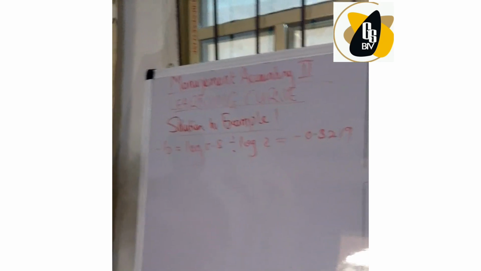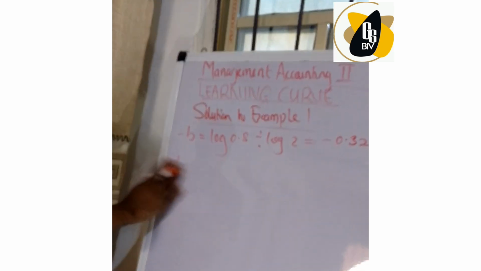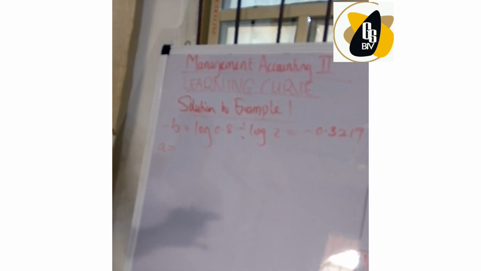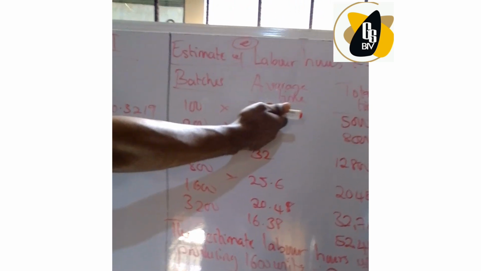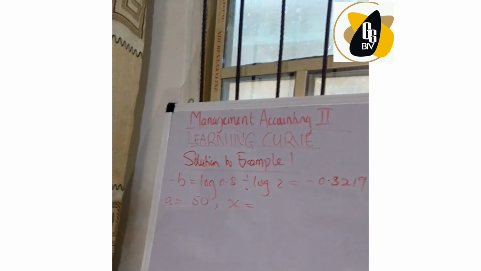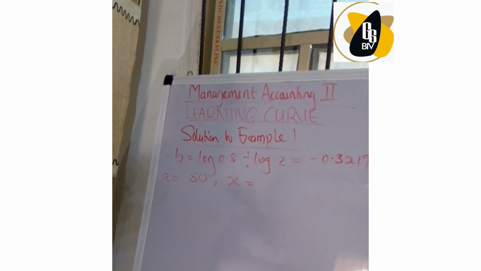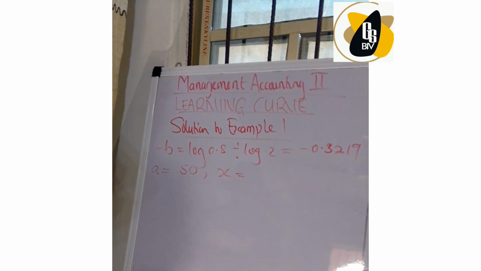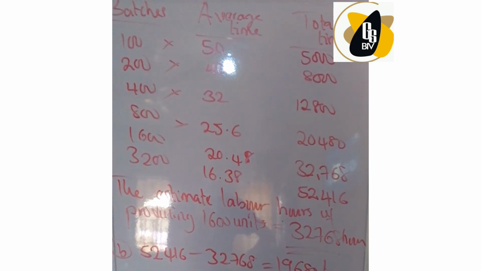Right? So after we must have done this, we can now go ahead to substitute. Y is equal to A. We have been told that A, in the question, is the average time per unit on the first batch, which is 50. Right? X is the index of learning. And how do we get the index of learning? Expected outputs. What is the expected output from this question? The expected output is 2000 units.